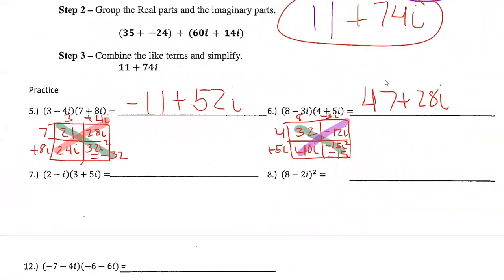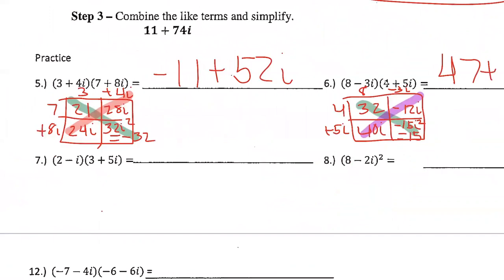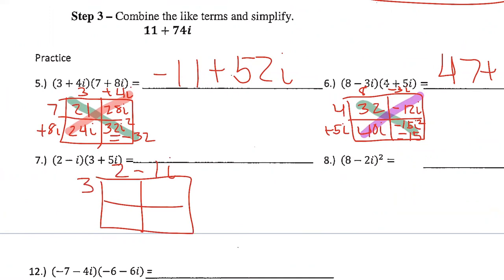So how about you guys try number 7? If it helps just to kind of see what it's going to look like, this would be your box. And keep in mind, that's really like one i. If you want to put the one, you can. Let's see if you can fill out your box, get your answer. I'll give you guys a little bit to try that.